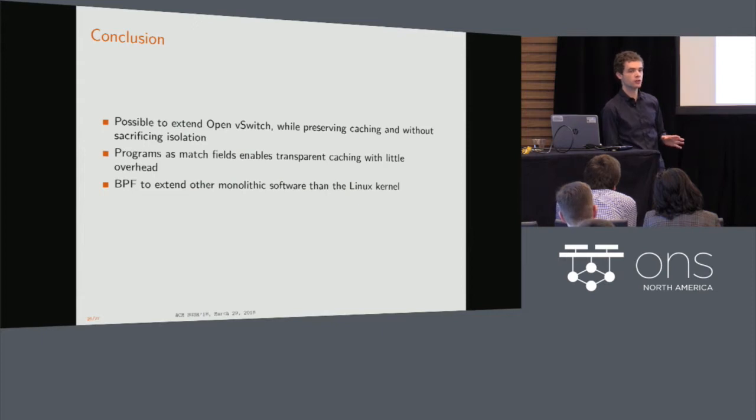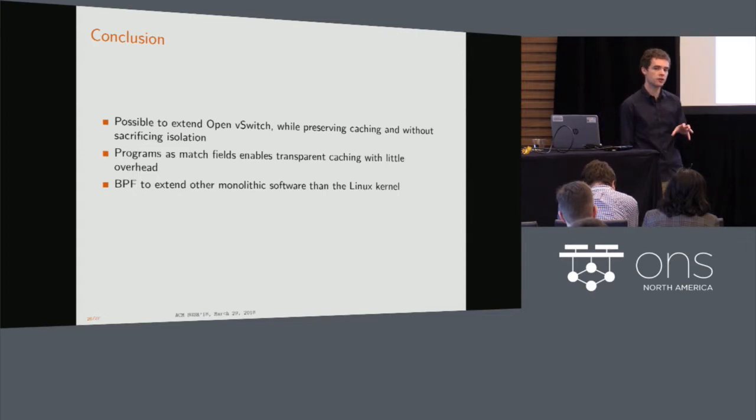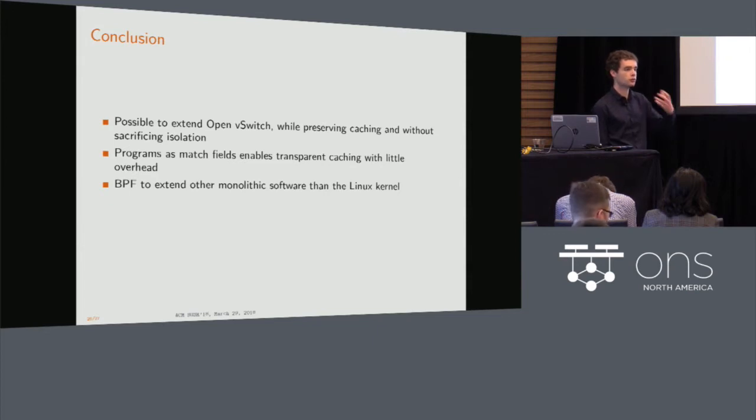So in conclusion, I'd like to leave you with a few takeaways. The first thing is we think our work shows that it's possible to extend Open vSwitch without sacrificing isolation and while preserving the caching mechanisms of Open vSwitch. Second, compared to previous work, we think that programs as match fields are a way to transparently cache them into Open vSwitch because we don't have to have information from developers about which programs are safe to cache and which are not.